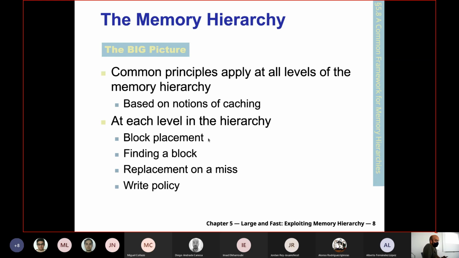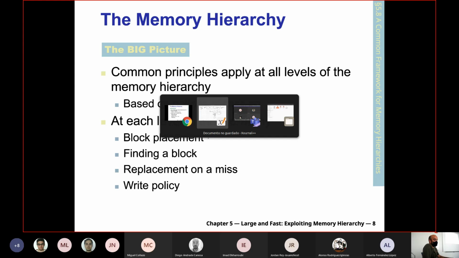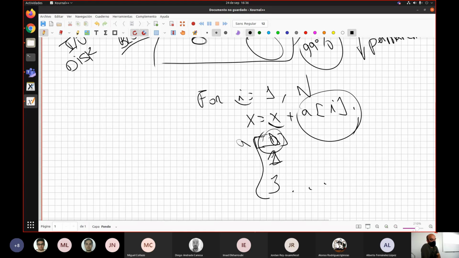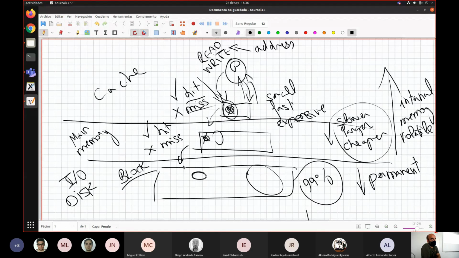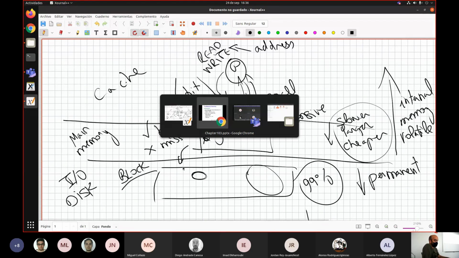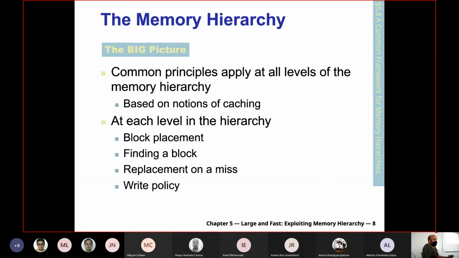We already explained the basic operation and layout of a memory hierarchy. Having this in mind, I understand that we have to take several decisions or establish several policies. The first one is when we bring a block of information to a level of the cache, where we put it, in which place we put that information. This policy is going to be called block placement.